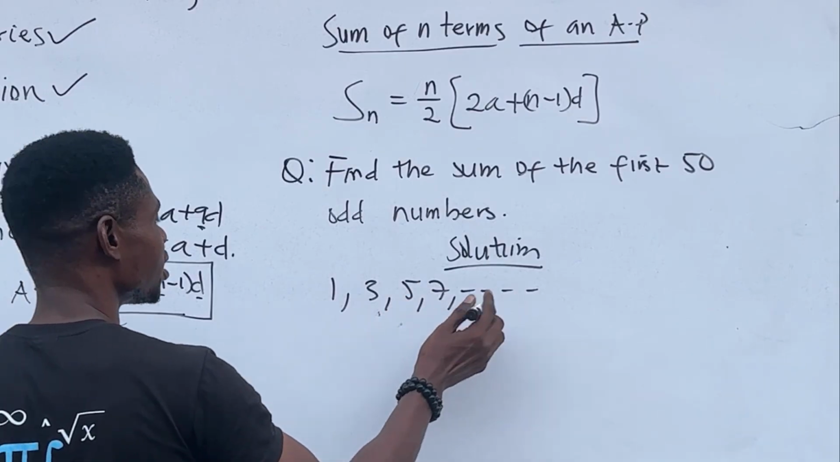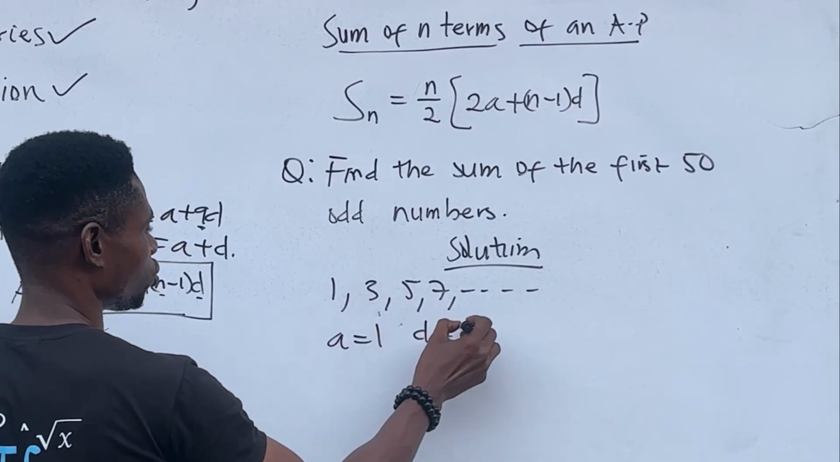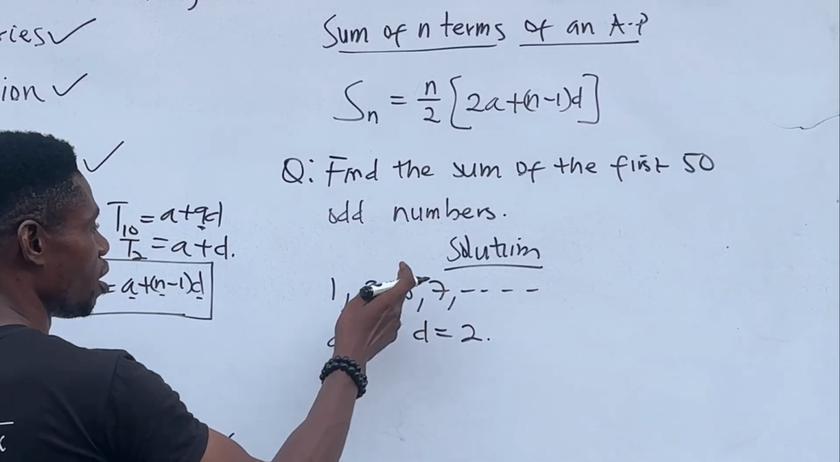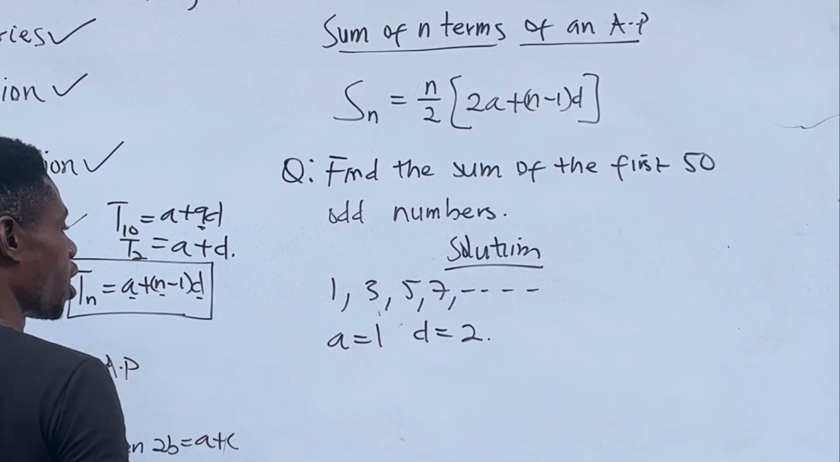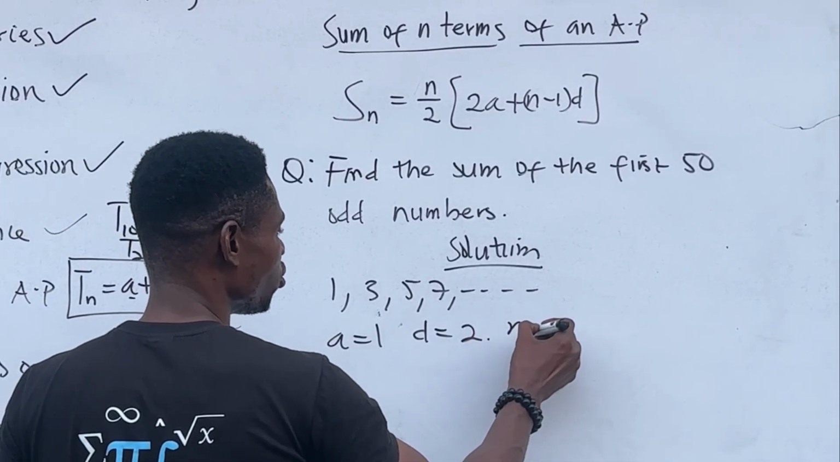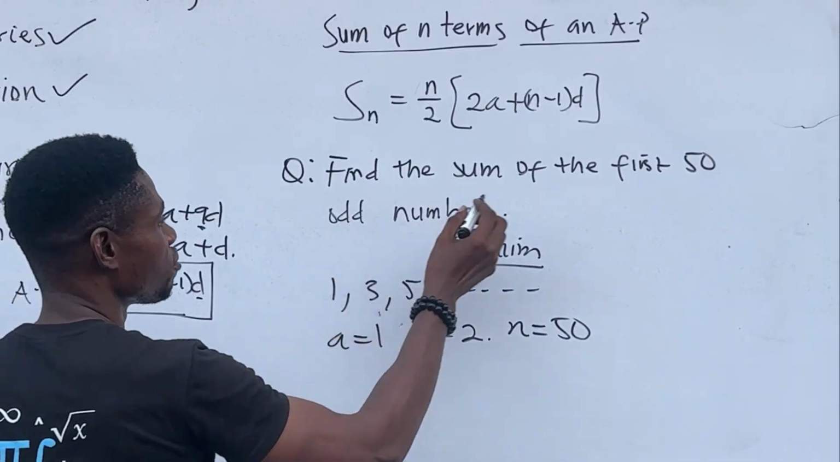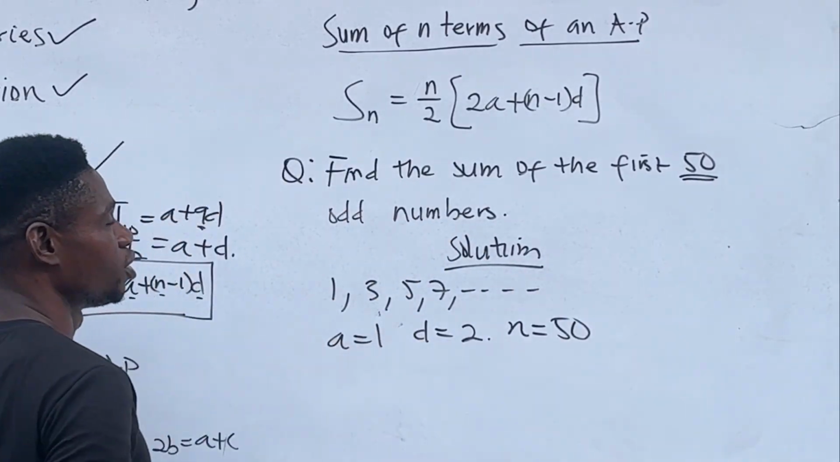So based on this, our first term is obviously 1. Our common difference is 2. That's 7 minus 5 is 2, 5 minus 3 is 2, 3 minus 1 is 2. So our common difference is 2. Now our N will be what? Based on the question, 50, because we have to find the sum of the first 50 odd numbers.